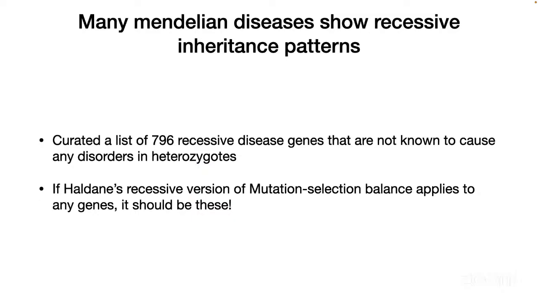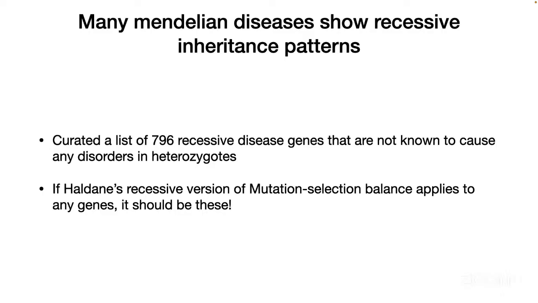Okay, so we wanted to look into this. There's a bunch of genes that we found, about 800 recessive disease genes, where when you look at what they're doing in people, we don't see any evidence that they have effects in heterozygotes. So these are not known to cause any disease in heterozygotes, but they do cause some disease in homozygotes.